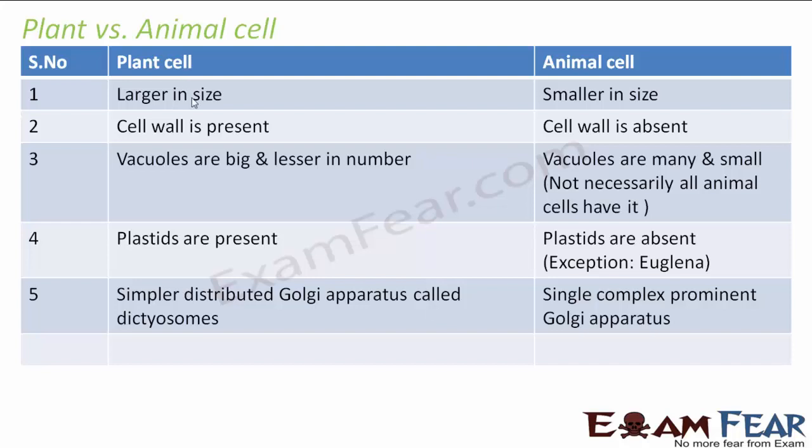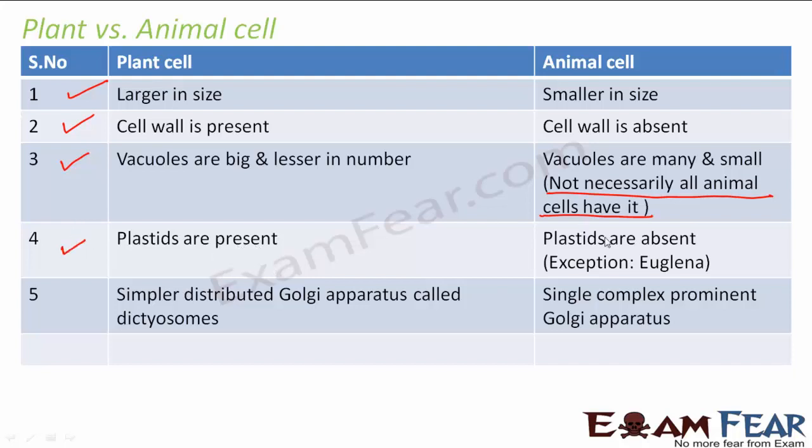A plant cell is generally larger in size. Animal cell, comparatively smaller in size. In a plant cell, cell wall is present. In an animal cell, cell wall is absent. Quite obvious, right? As I mentioned before also. Vacuoles in plant cells are big and lesser in number, whereas in case of animal cells, vacuoles are many and small in number. And another important thing to note here is that not necessarily all animal cells have a vacuole. So it is not necessary that every animal cell will have a vacuole.